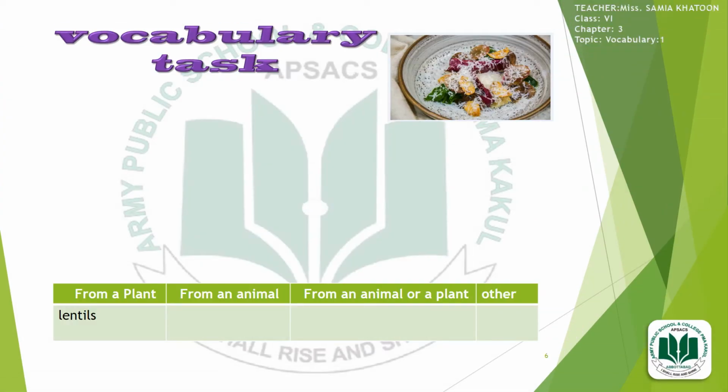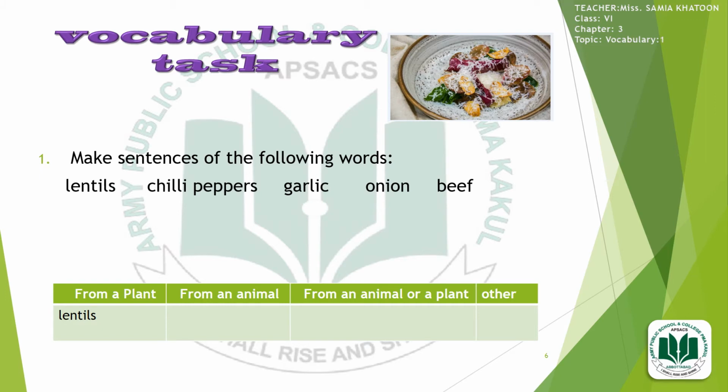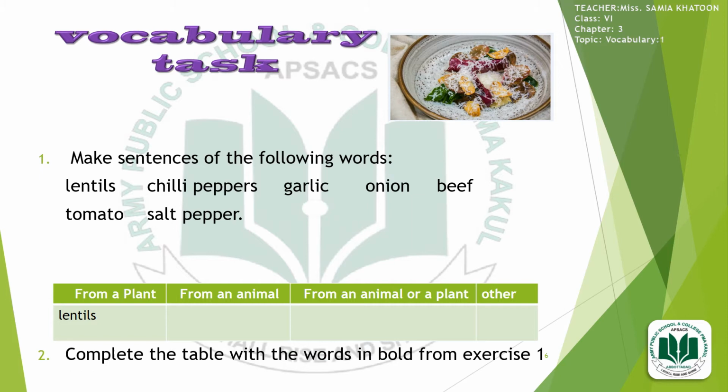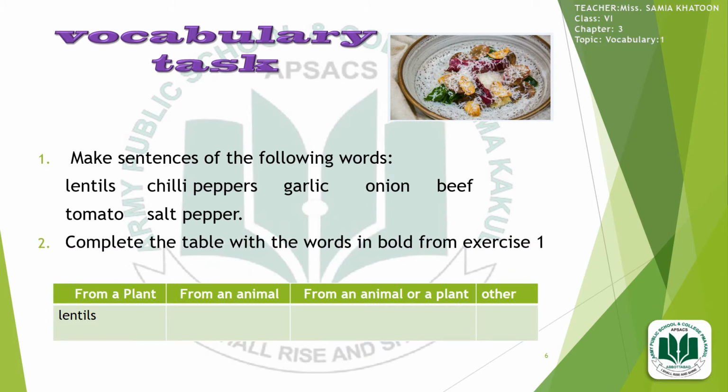After reading 4 different paragraphs of food from different countries of the world, let's come to vocabulary task. Your first task is to make sentences of the following words. The words are lentil, chili peppers, garlic, onion, beef, tomato and salt, pepper.